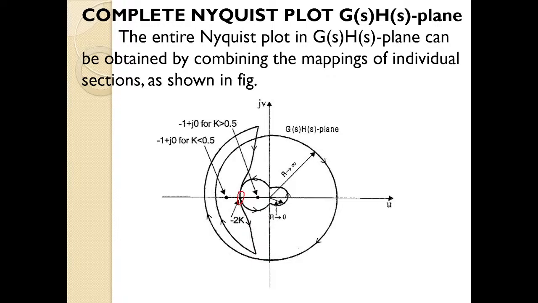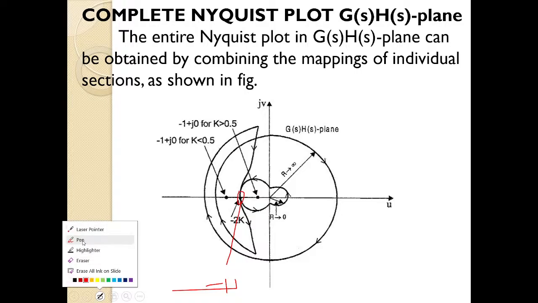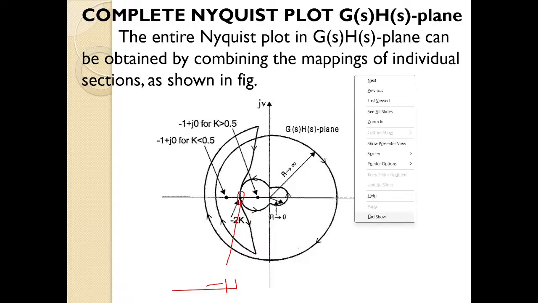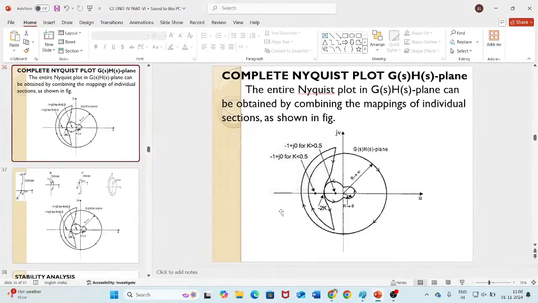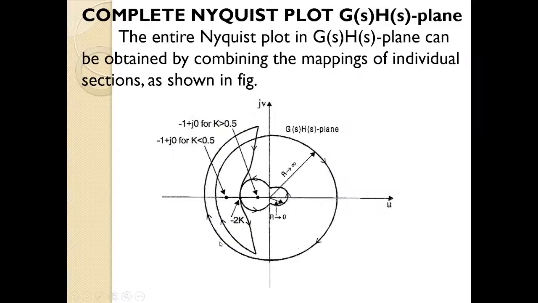So now, what is this point? This point is our minus 1 plus j0 point. It is minus 1. Once again I have to write. I will just go back on screen. I can write here, isn't it? I can't write. Okay, leave it.